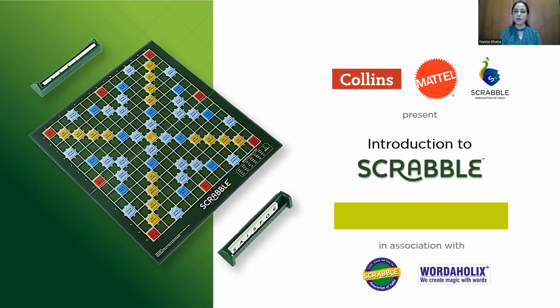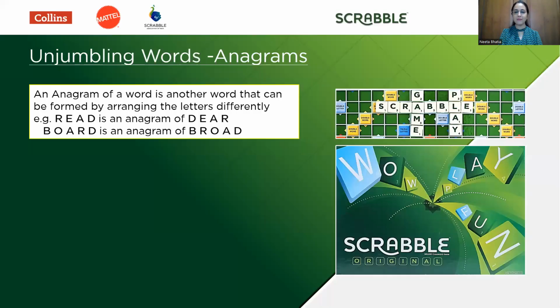We have armed you with how to begin, play, and then end a game. So today, let's look at how to unjumble words to find their anagrams. An anagram of a word is simply another word that can be made by rearranging the letters. For example, read, R-E-A-D, can be rearranged to make another word, dear.